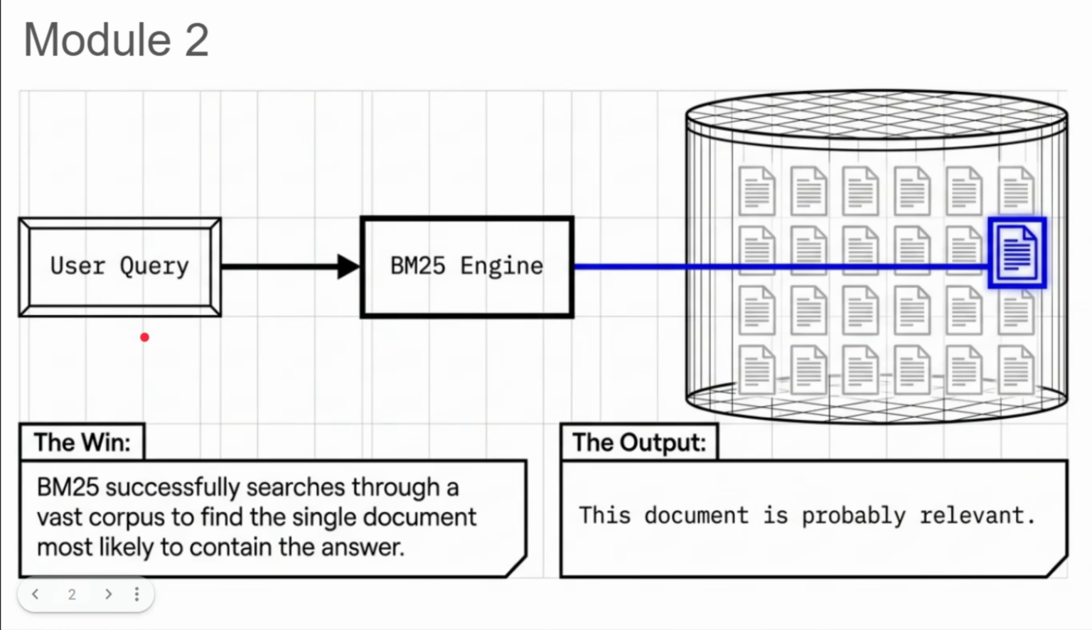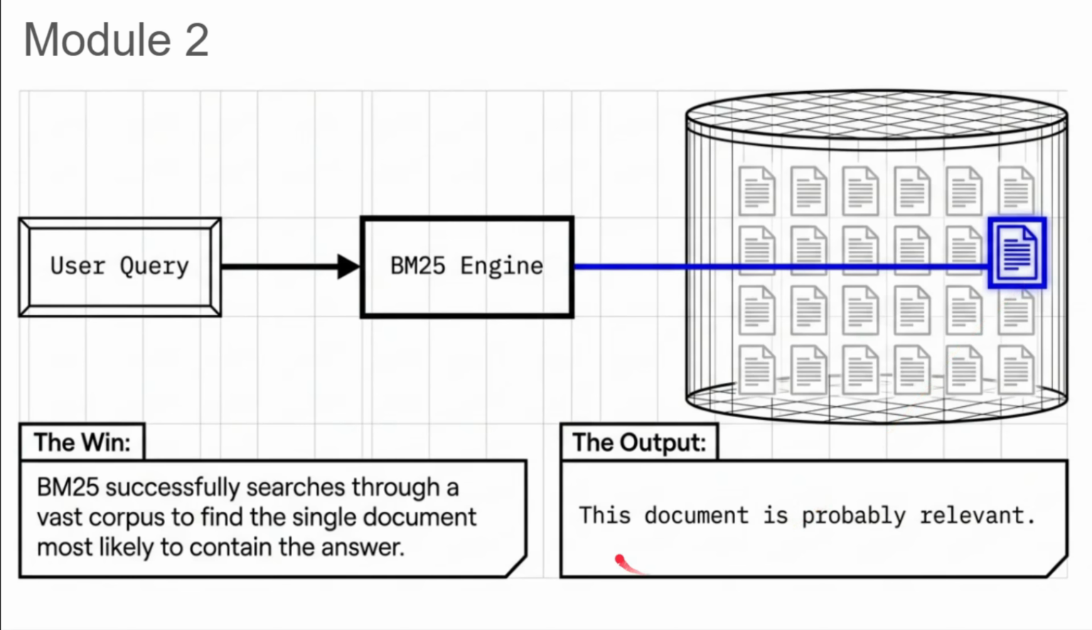So, in the last module, we built something useful. We took our documents and we built BM25. Now, when a user asks a question, BM25 can search through our documents and find the document that is most likely to contain the answer. But there is still a problem.